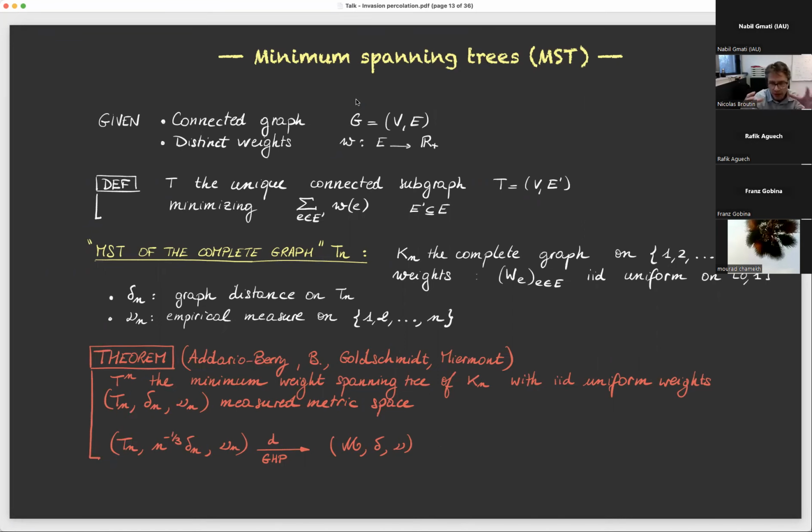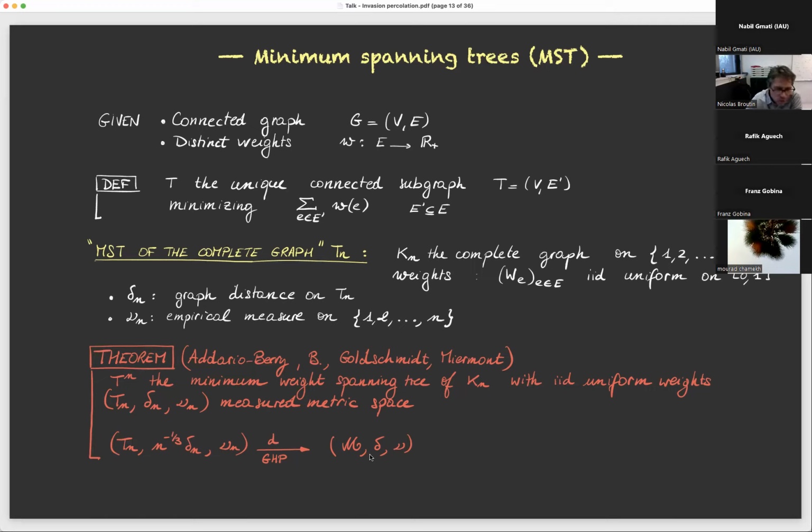So you want to see the tree as a combinatorial object. This combinatorial object is defined by the graph distance on T_n, and we add the empirical measure on the nodes, but it's not very important. What we've proved is that this metric space, which carries the measure, converges in distribution to something, if you rescale the distances by n to the minus a third and just keep the probability distribution. So it converges to something.